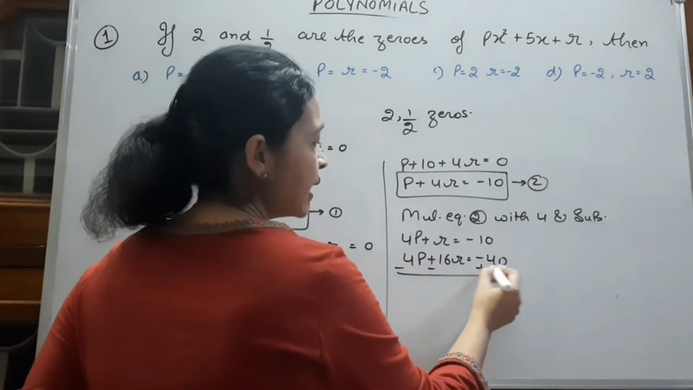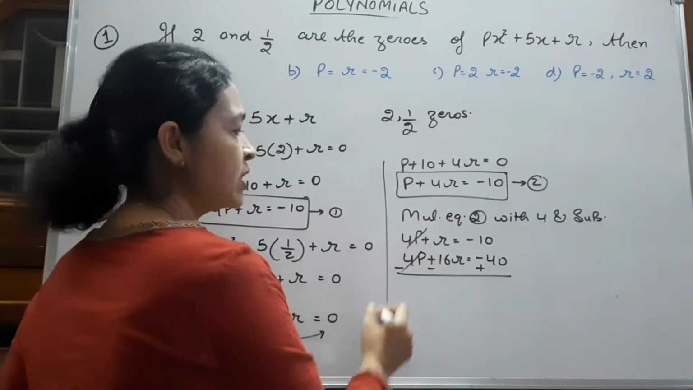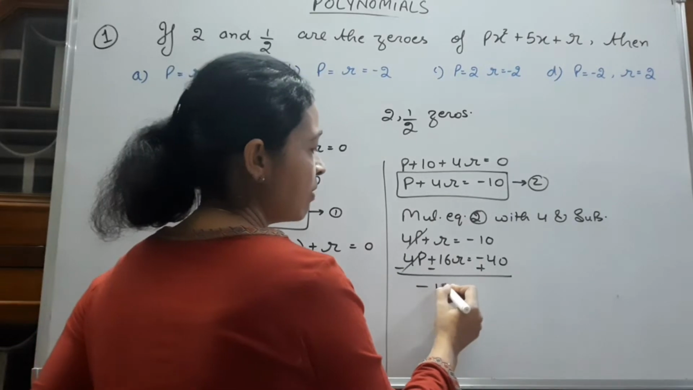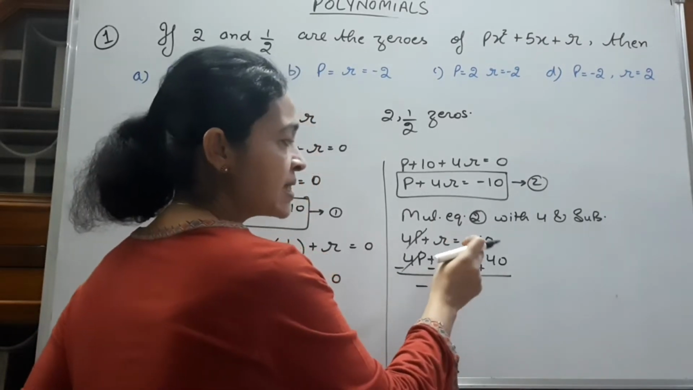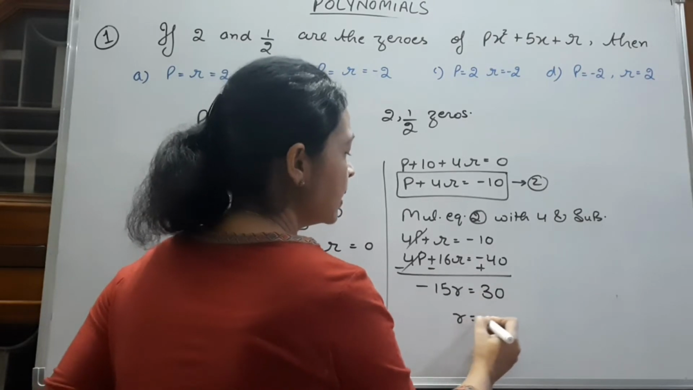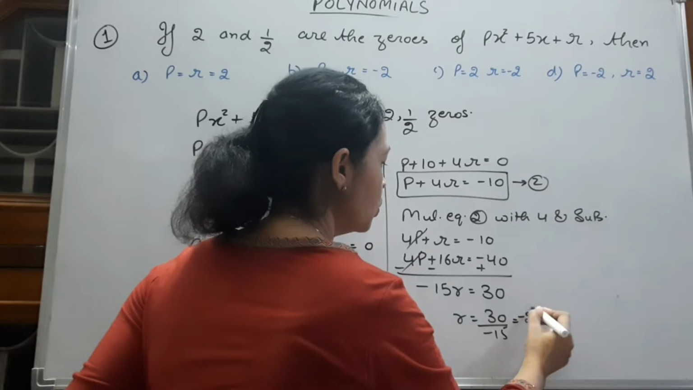We are subtracting the equations. Signs of second equation will change. 4p positive negative cancelled. Plus r minus 16r, we have minus 15r. Minus 10 plus 40, we have 30. r is 30 by minus 15, which is minus 2.